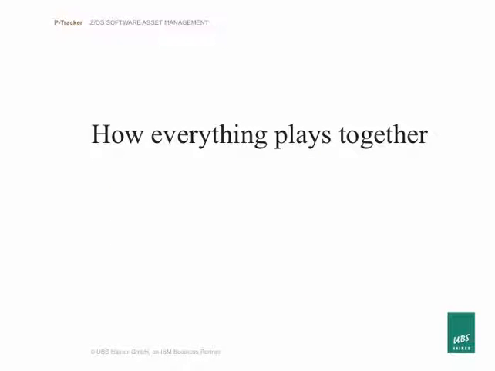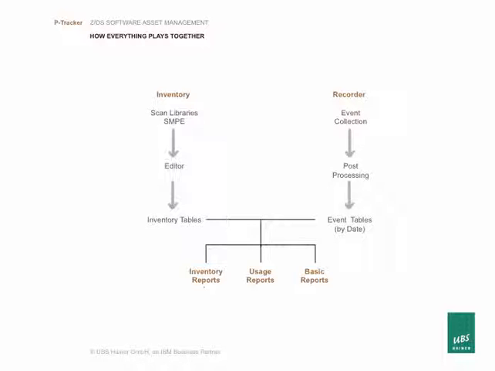How everything plays together. As we said, there are again the 2 data sources. Inventory begins with the scan of the z/OS volumes to collect the libraries and to build an initial product list. SMP/E processing improves the product list. The PTracker administrator uses the editor to complete the product list with the entries of the non-SMP/E applications, especially in-house apps. At the end, we have one or more product lists or inventory tables, depending on the structure of the company and the according reporting demands.